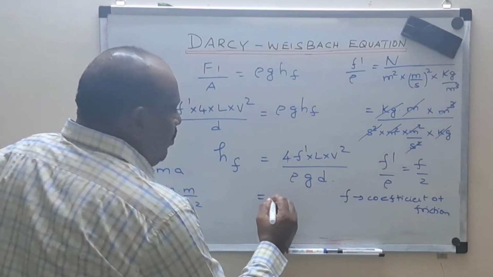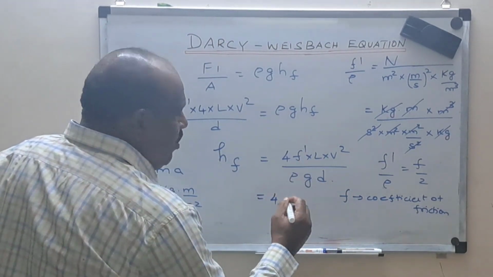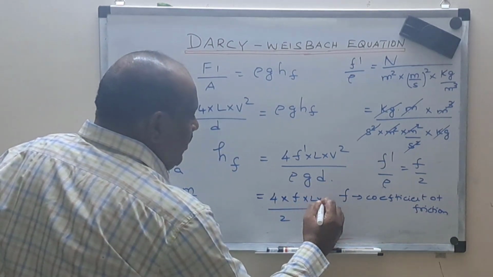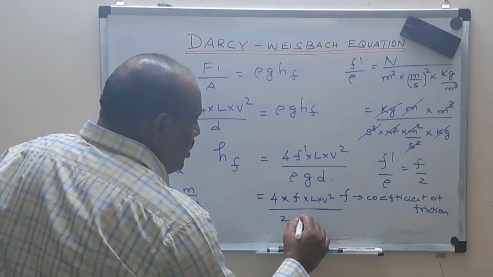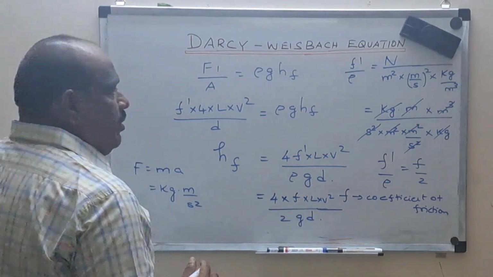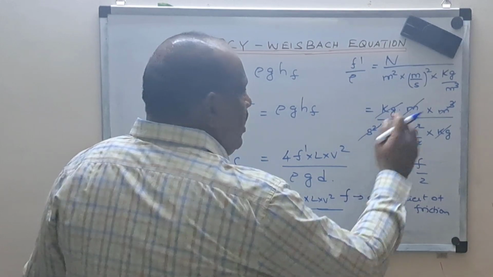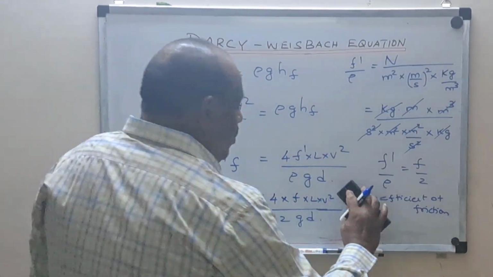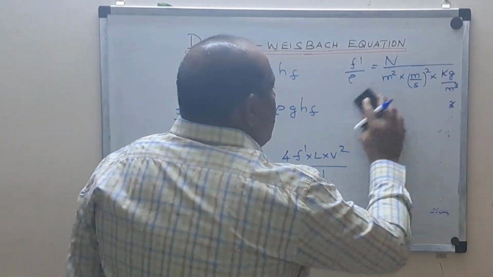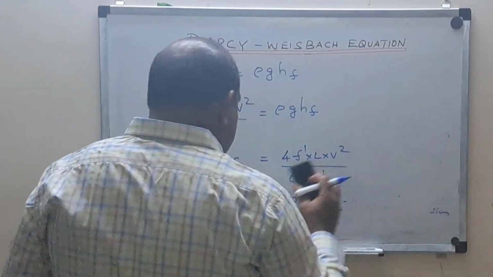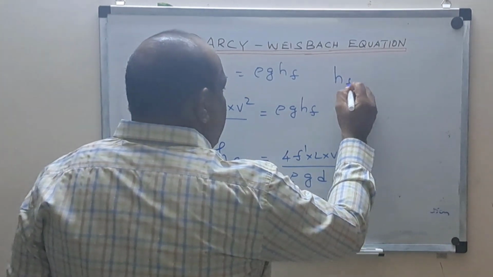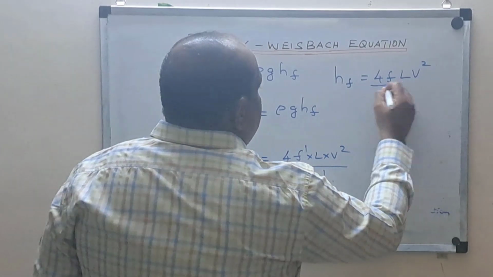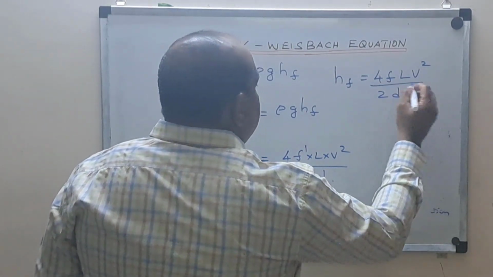Now you write 4 into, instead of f dash by rho, I am going to write f by 2, into L into V squared by gD. I hope you enjoyed how you arrived at this. The unit is very important, then only you can enjoy the unit of f. Fine. One more last step we are about to complete now. So what is hf now? hf equal to 4f L V squared by 2dg.